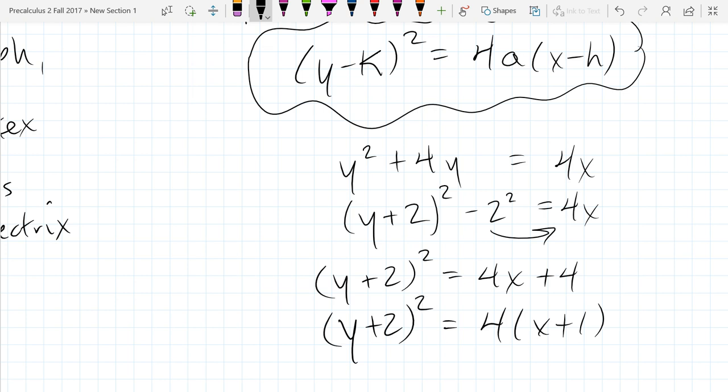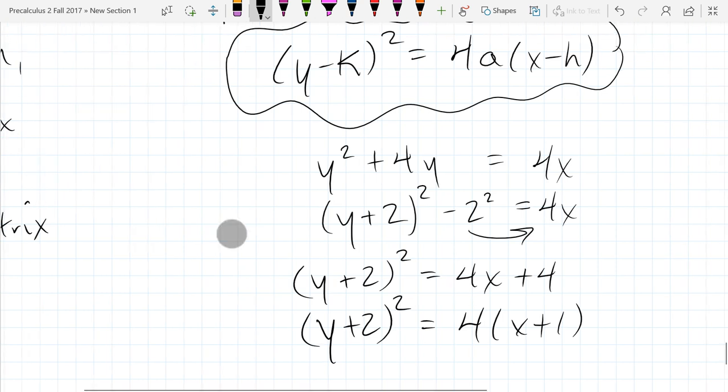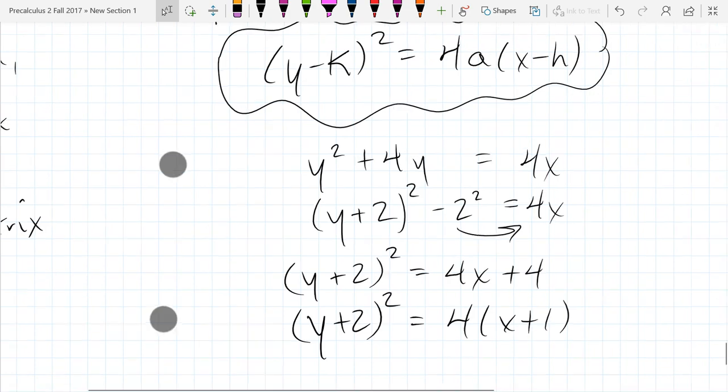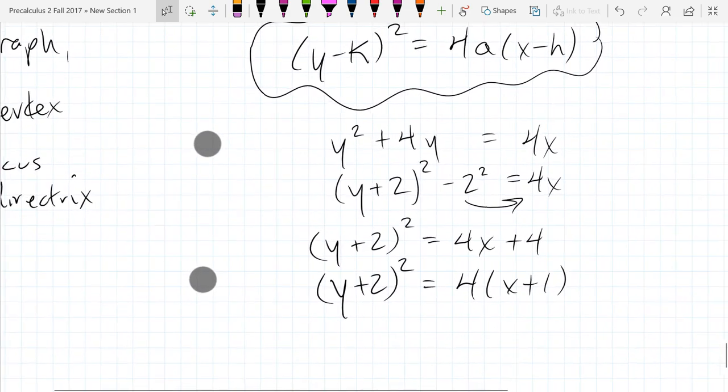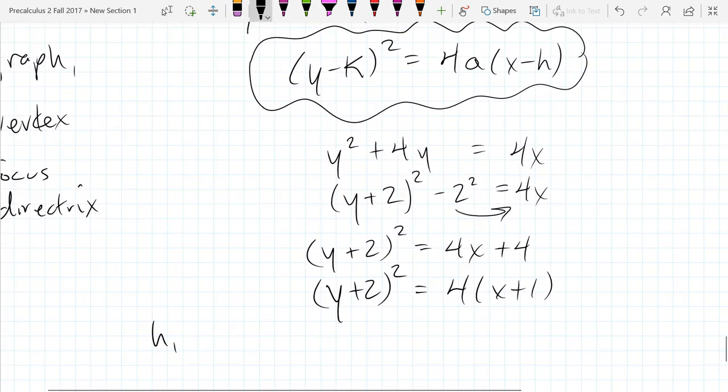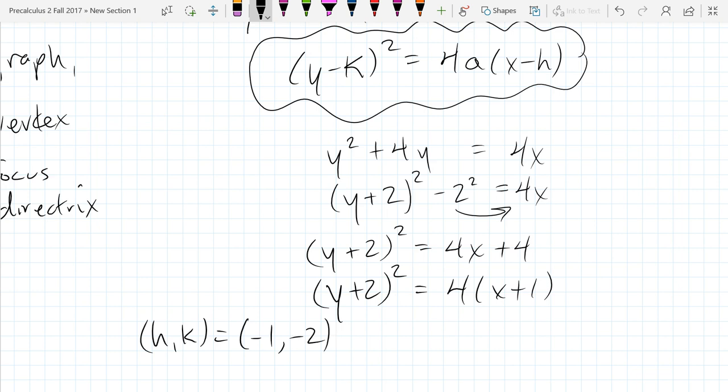Is this the correct form? Yes, it is. So you can see h and k pretty easily. Just make sure you pay attention to the signs. They both look positive, but that means they're actually both negative. So h is next to x, that's negative 1. K is next to y, which is negative 2.